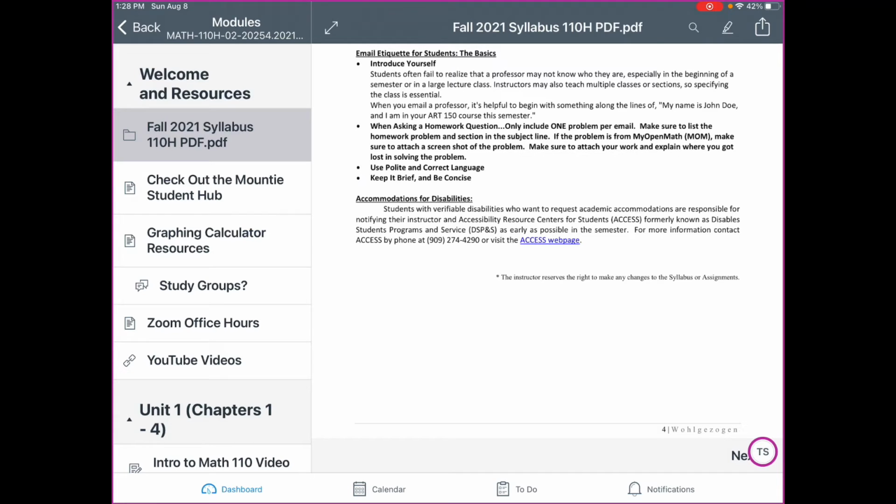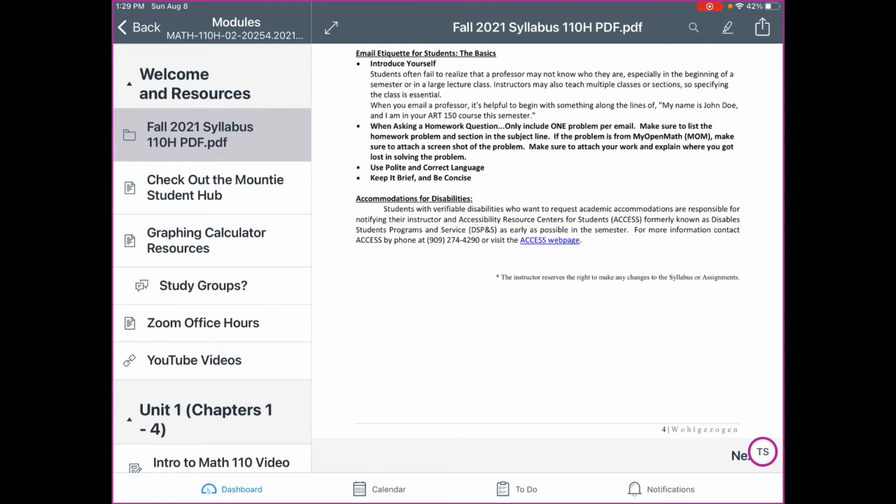If you are asking a question about, especially for MyOpenMath, it's great to take a picture and upload a screenshot of that. The problems are unique on MyOpenMath for each student, so the problem might be the same, but everyone has different numbers. So you want to make sure that you attach that so I can easily help you with that problem. And then also make sure that you use correct language, and also explain to me where it is that you do not understand the problem.